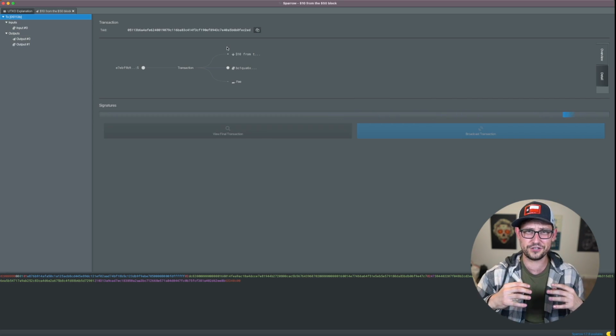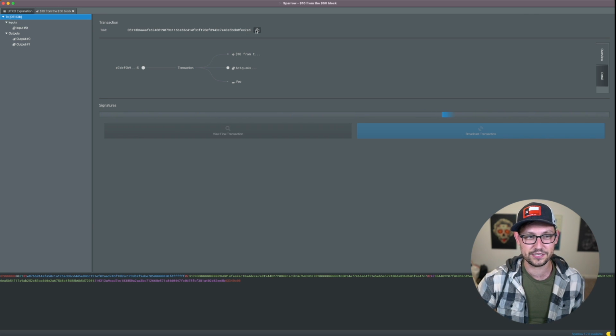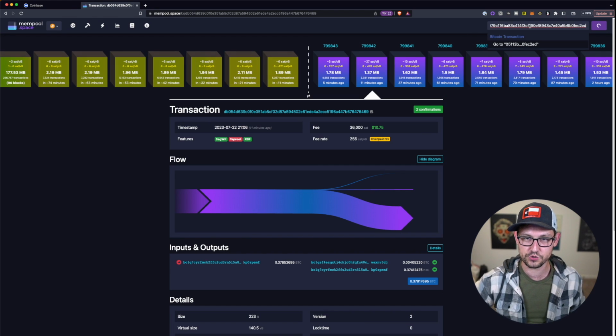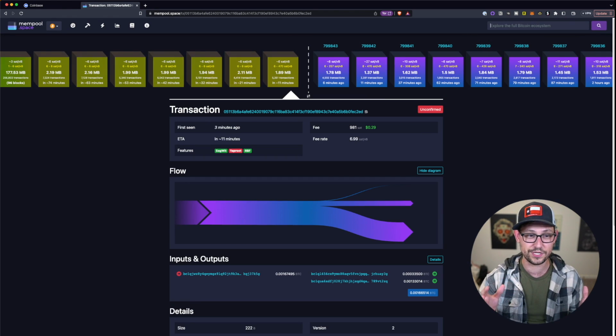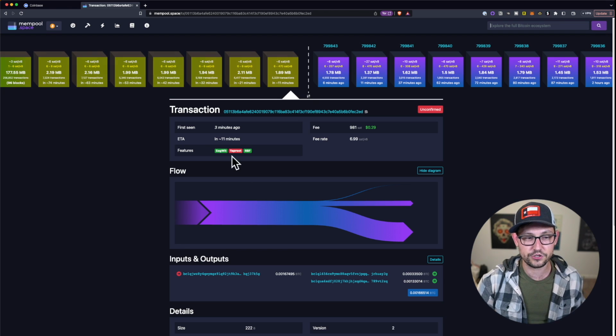And so instead of just confusing everyone by saying UTXO over and over again, let's go ahead and copy this transaction ID and head over to mempool.space, where we'll get a much more visual representation of what these UTXOs are and what they look like. So here's the transaction that we just sent out of our Sparrow wallet, and I'll leave a link down in the description to this exact transaction.